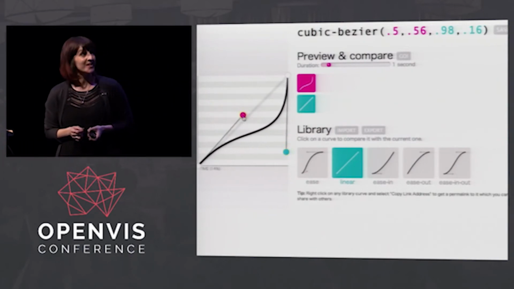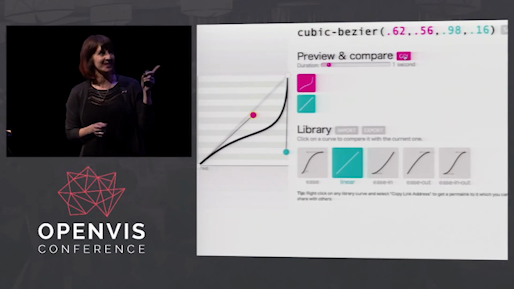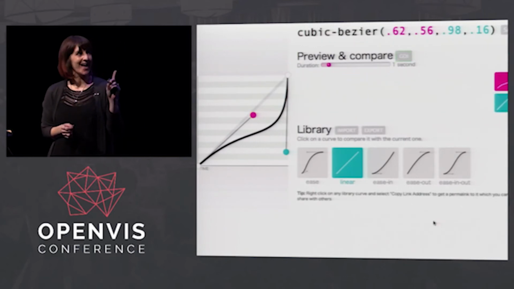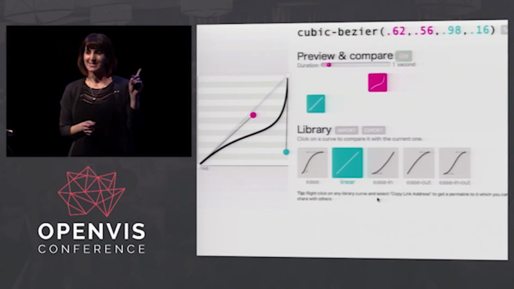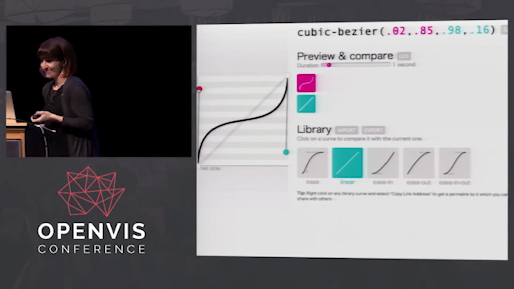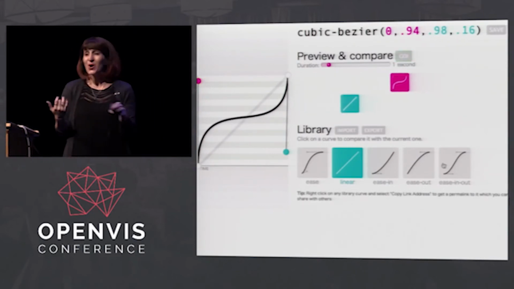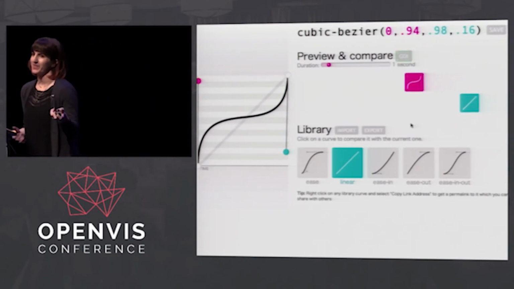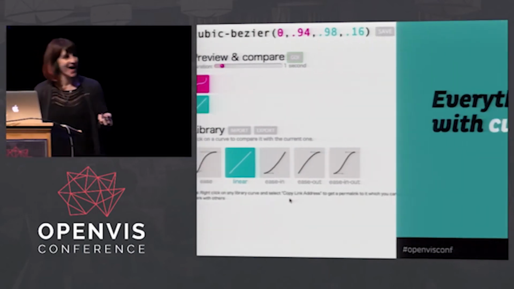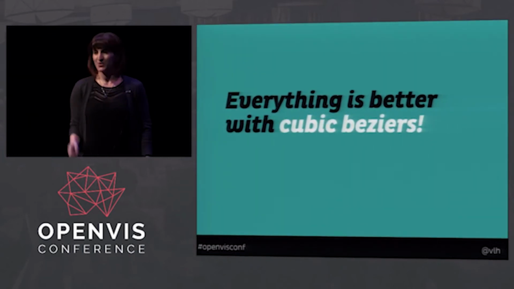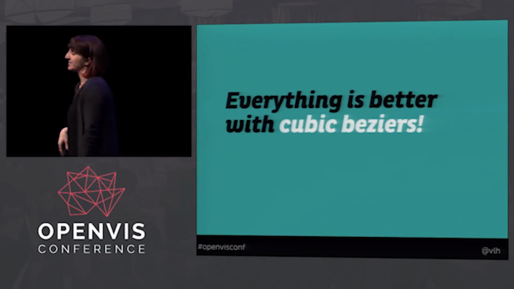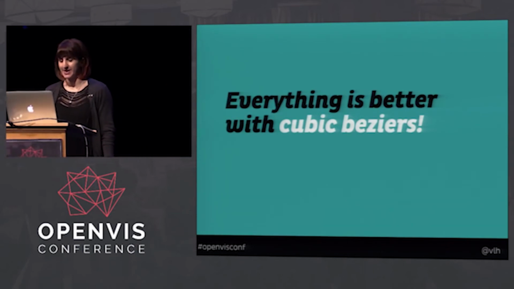Extra office fun. You can race 2 different kinds of easing against each other. Fun trick. Spoiler alert, it's always a tie. But if your coworkers aren't here, you could totally get a free coffee out of that. So everything is better with cubic Beziers, pizza, cereal, whatever, especially animation.